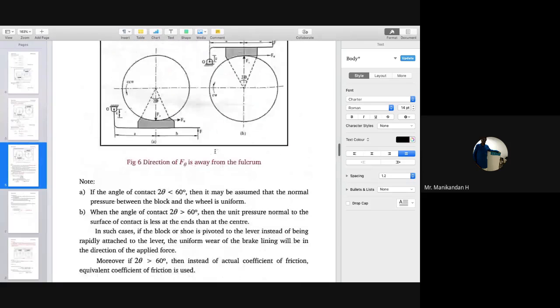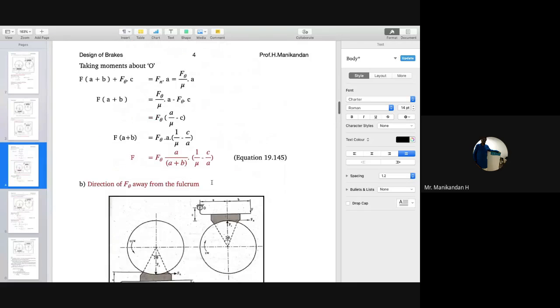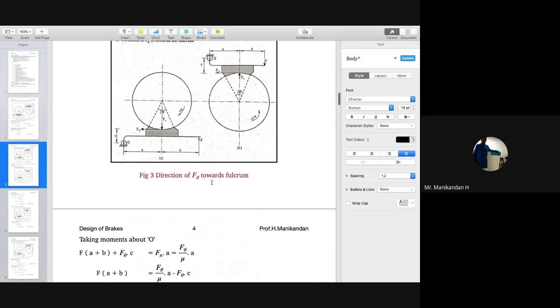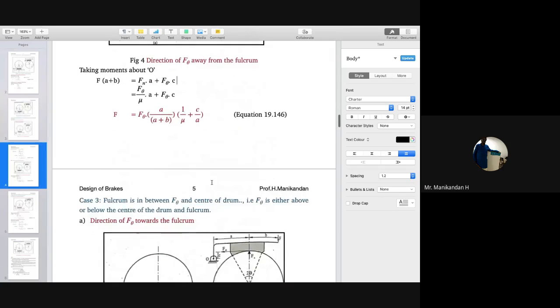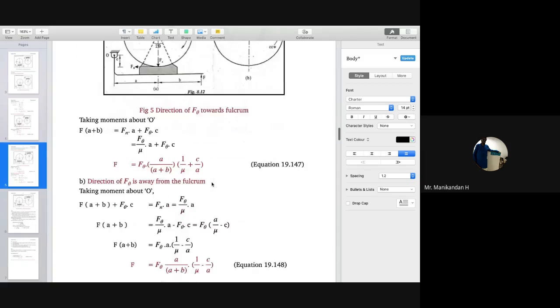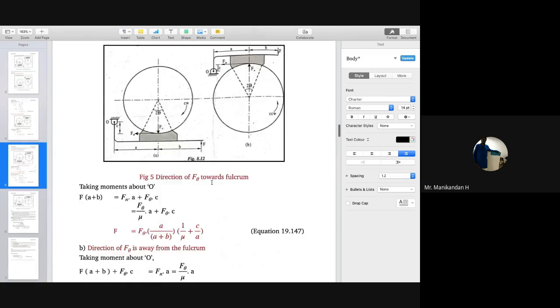So these are the various cases. They won't give these cases directly in the question. You have to identify them from the diagram given in the question. All these formulas are also listed in table 19.7, I think, in data book volume 1. Fine.